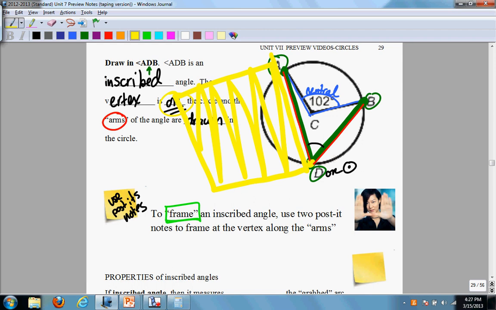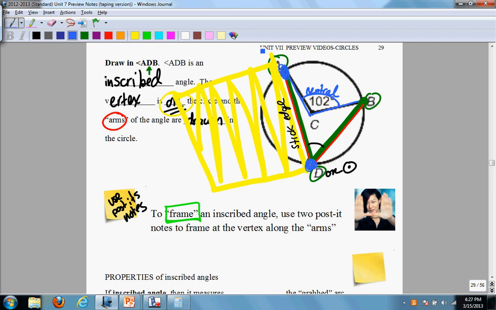So put the sticky side. This is going to be the sticky side right there. Tack it along the sticky edge. Okay, so you put the sticky edge of your Post-it note there, so that you're right at that vertex D, and you go to A.